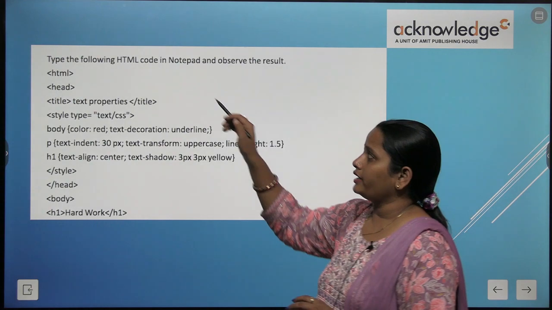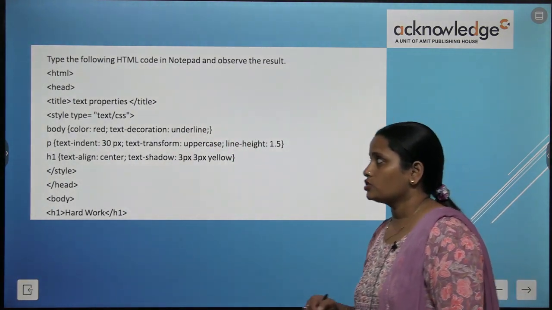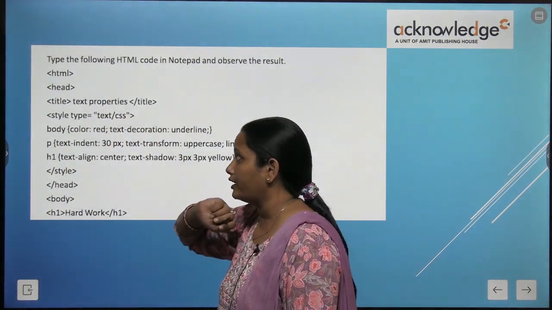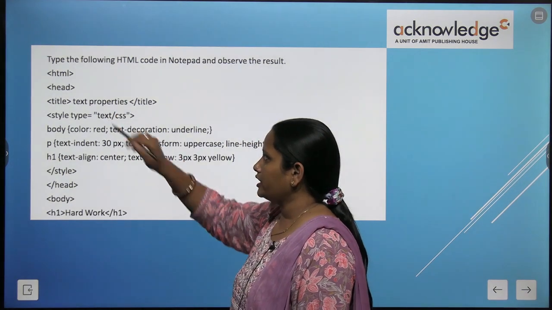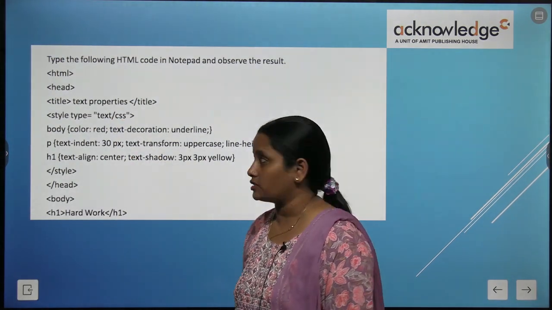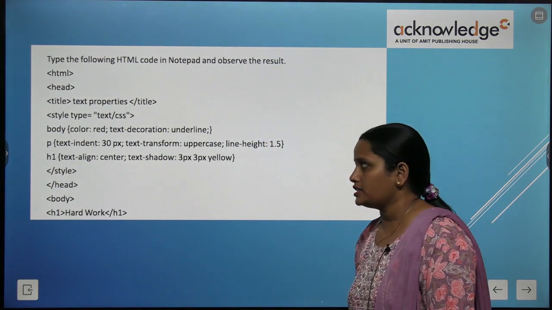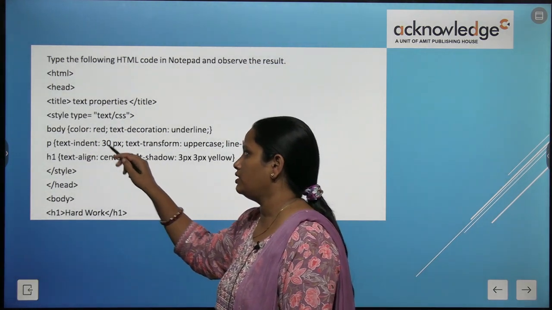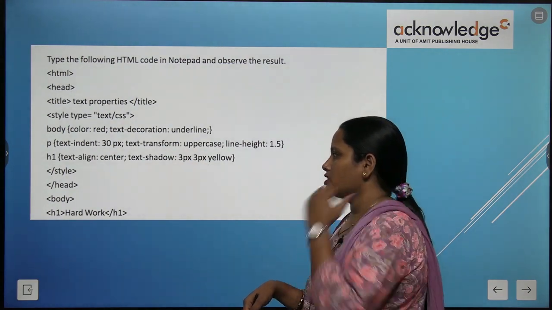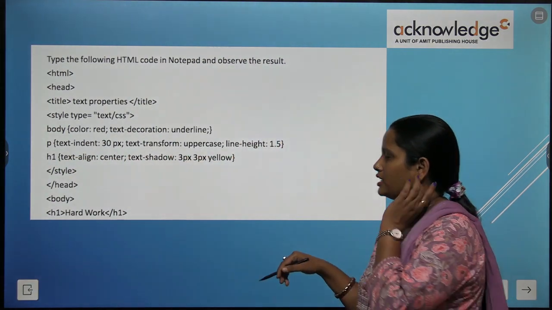Now we have to type the following HTML code in the notepad and observe the result. So first we have to start with HTML. The opening tag is here, then head, we are writing the heading. Then we are writing the title, opening tag and closing tag of title, and in between we have written text properties. Then we have applied here CSS. Now we are writing the body color should be red, text decoration should be there, and underline is inserted there.